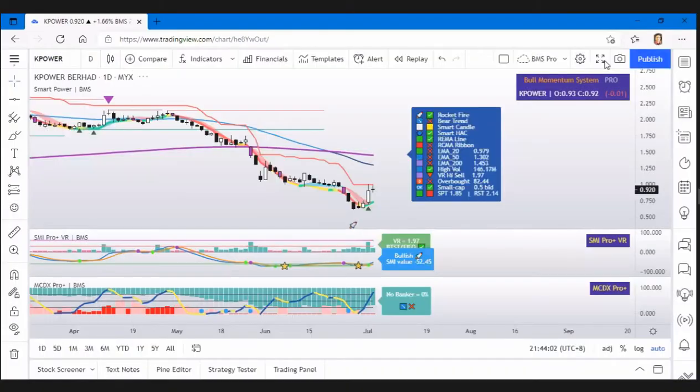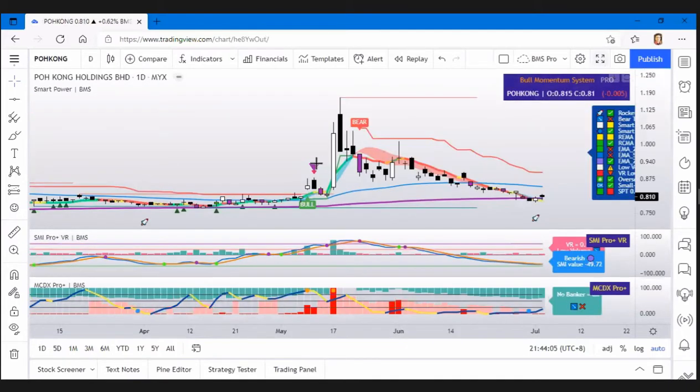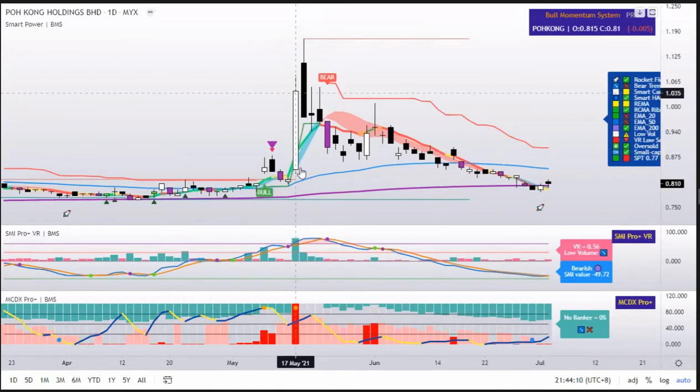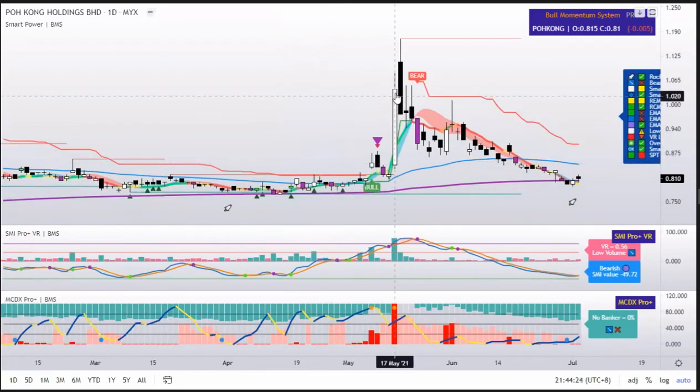Okay, Pokong. You see Pokong, this candle, a very long candle, very long. As I mentioned just now, this candle is to grab your attention. It's so long and so big. It's just to capture your attention. Wow, everyone sees this Pokong is so bullish, the candle like that.